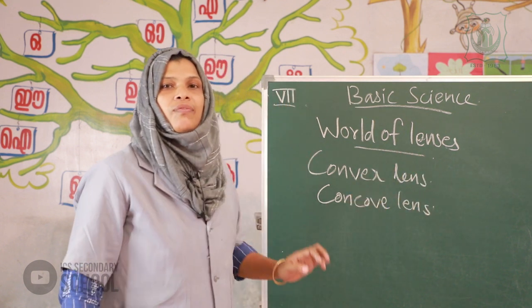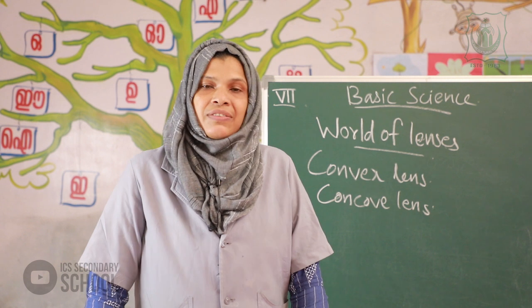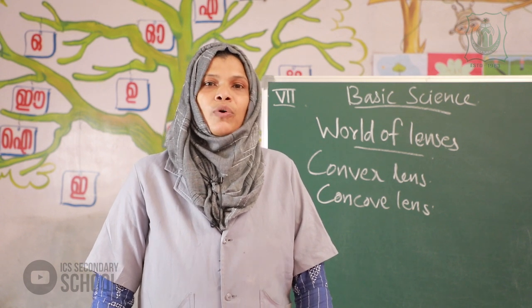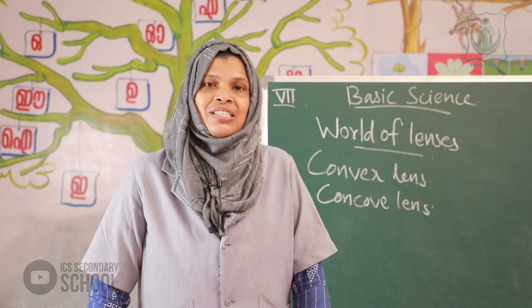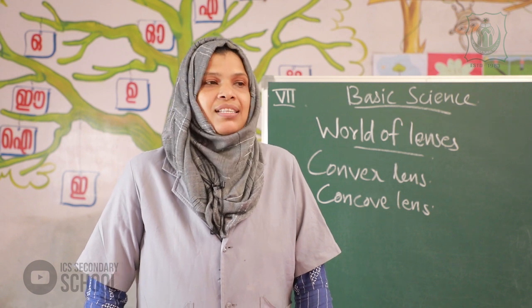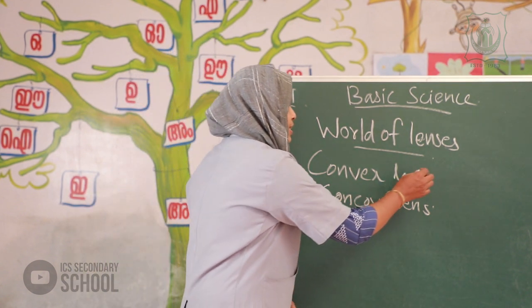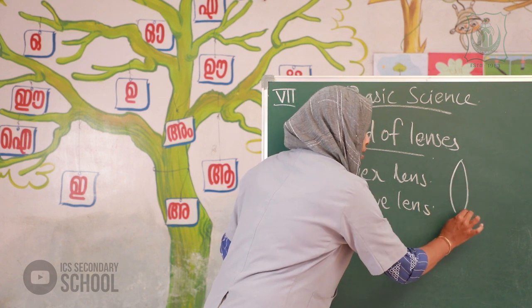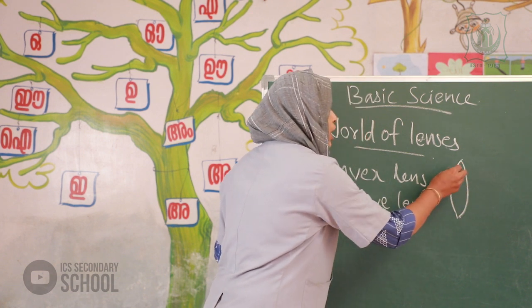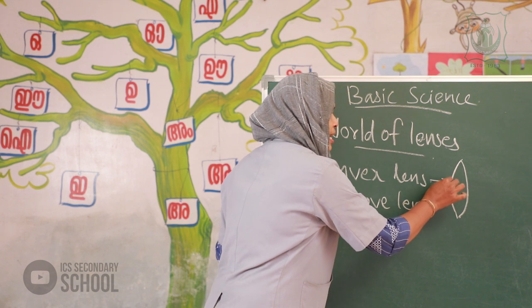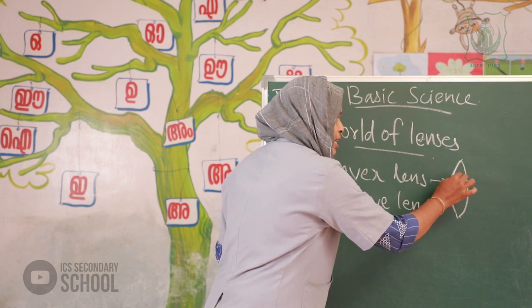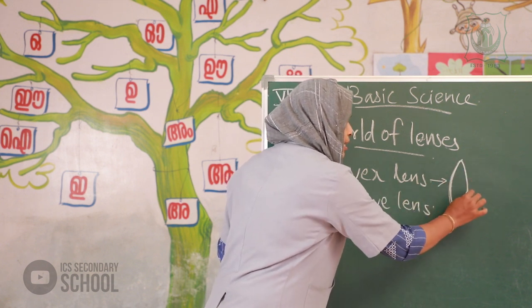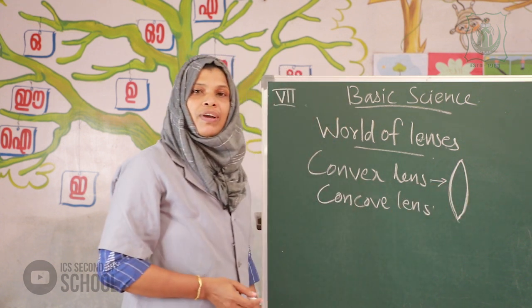First one, convex lens. A lens with a thick central portion and thin edges is called a convex lens.